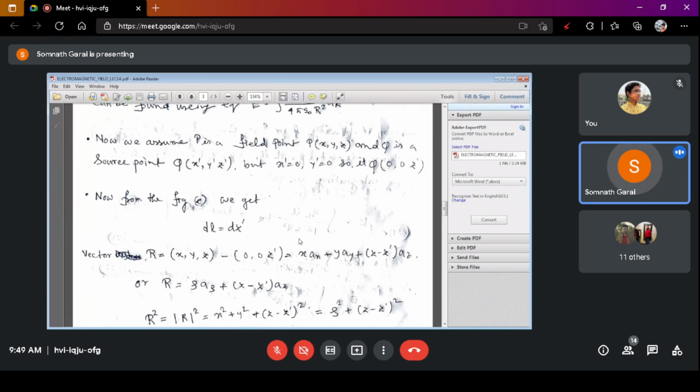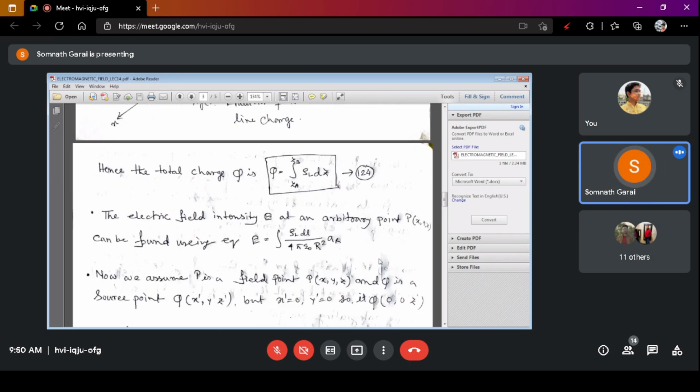Now the capital R is the distance vector. First we calculate the distance vector with respect to Cartesian coordinate and cylindrical coordinate. The distance vector R will be the difference between the two magnitude components of the two points. That means x minus 0 into ax, y minus 0 into ay, plus z minus z dot into az, right?